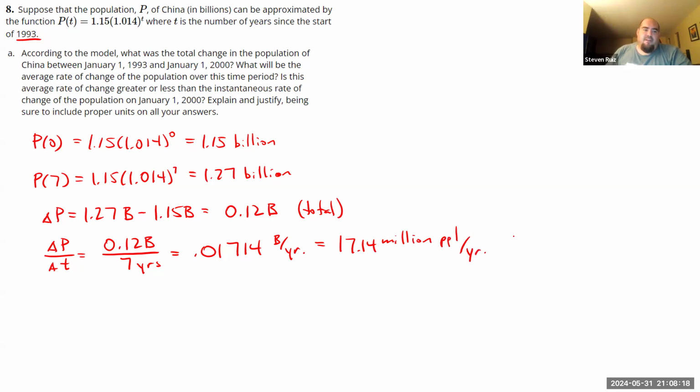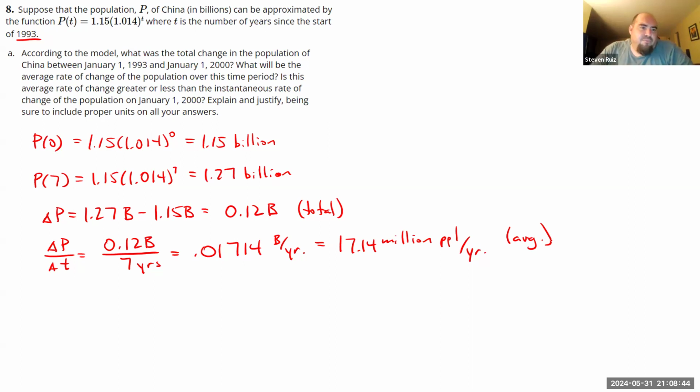So our first answer was a total change. This is going to be an average rate of change. So on average, the population is growing by 17 million people per year, give or take. So next question, is this average rate of change greater or less than the instantaneous rate of change of the population on January 1st, 2000?